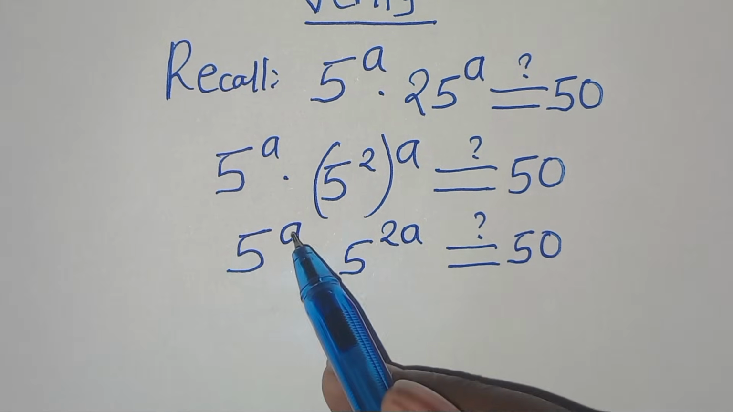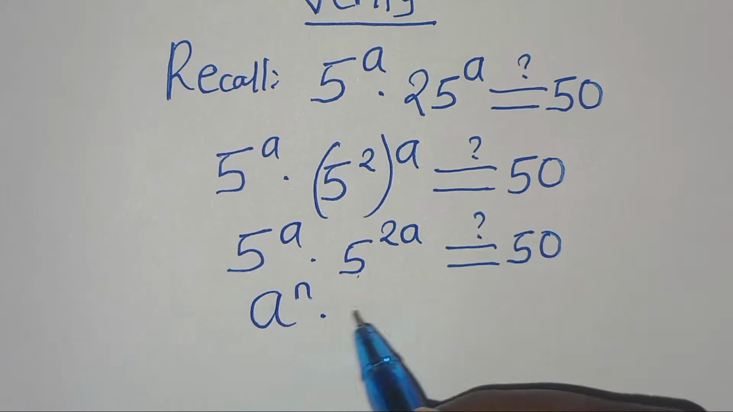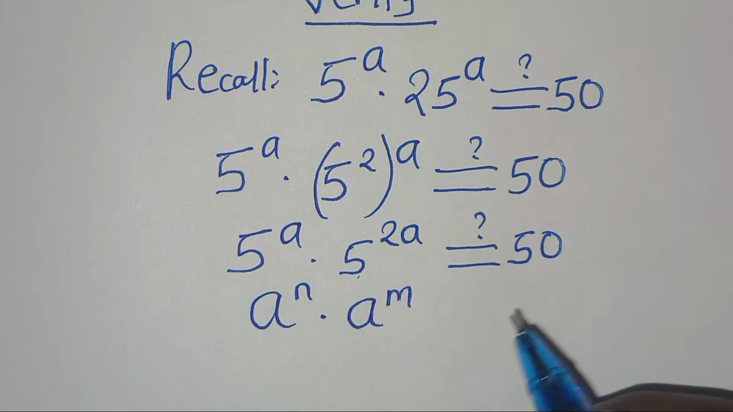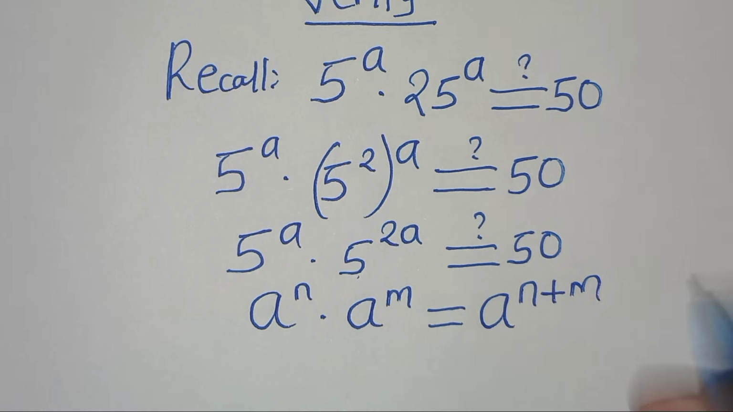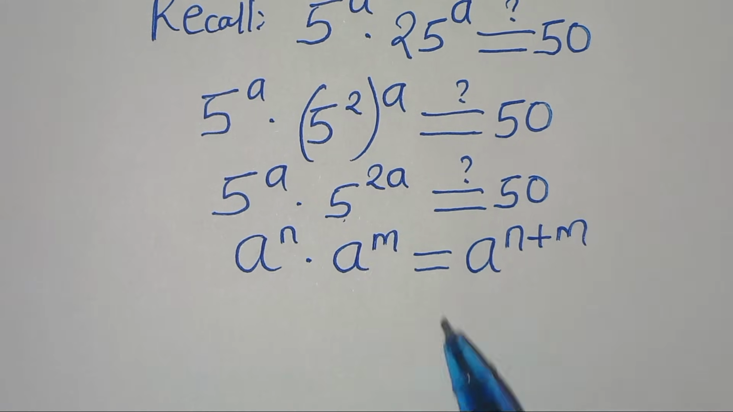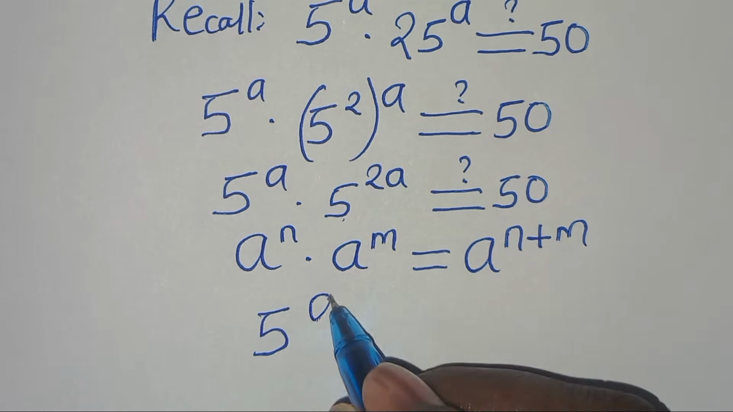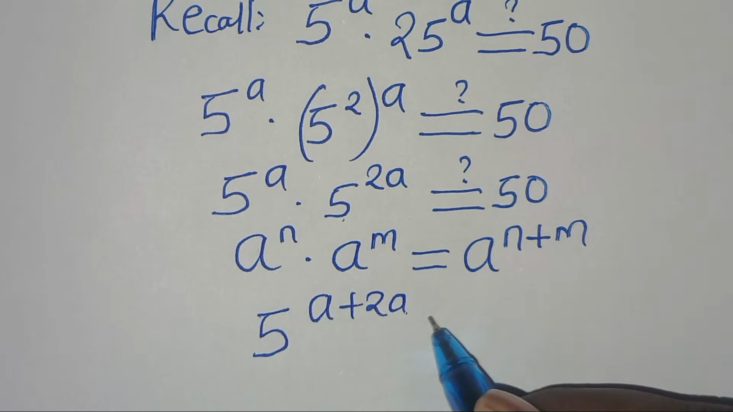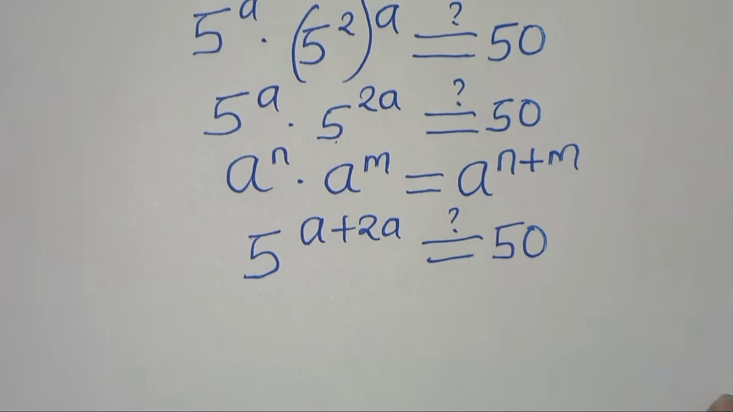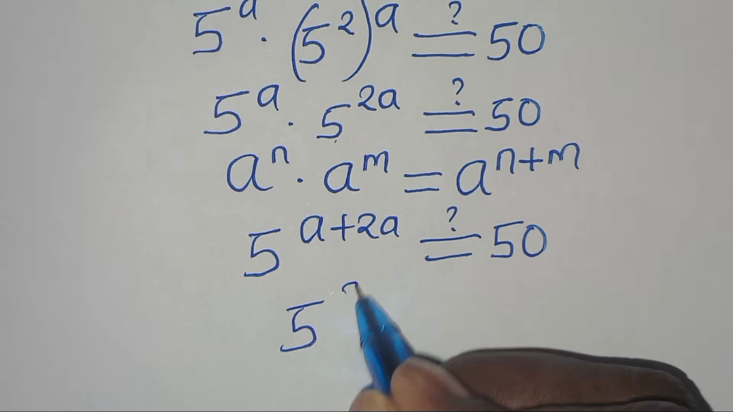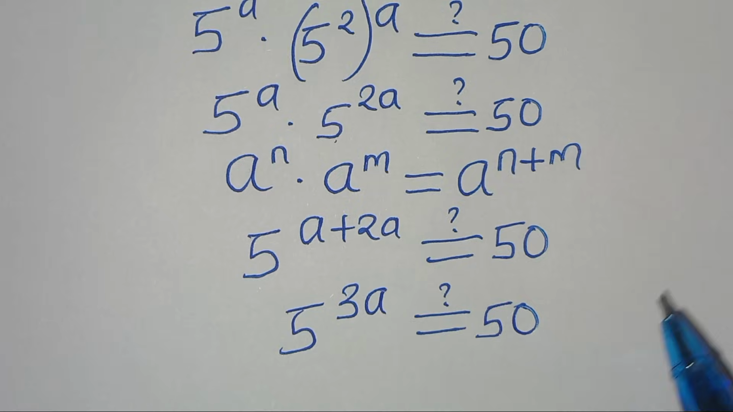Now, 5 to the power of A times 5 to the power of 2A is in the form of a to the power of n times a to the power of m, which can be expressed as a to the power of n plus m. Applying this exponent property, we have 5 to the power of A plus 2A. This should give us a value of 50. So we have 5 to the power of 3A. This is supposed to give us a value of 50.